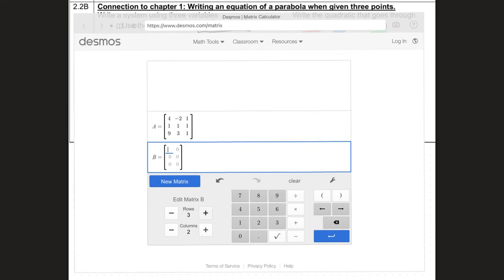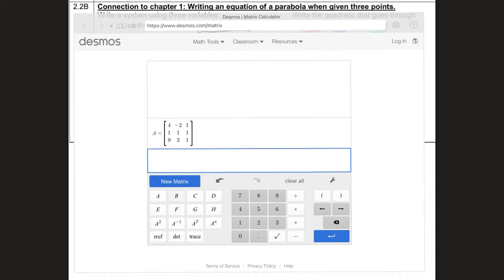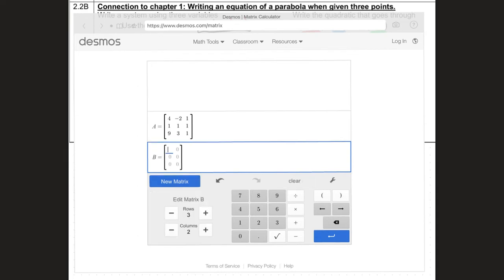Well, there are 3 rows, but only 1 column. This is going to be our constant matrix. So 32. Why isn't it letting me type it in? Okay. New matrix, 3 rows, 1 column. 32, 5, 17. Oops, that's not 17, it's 27.